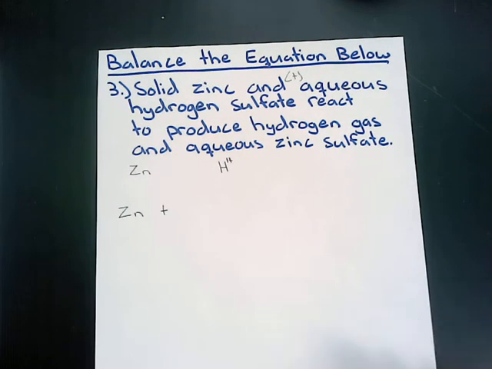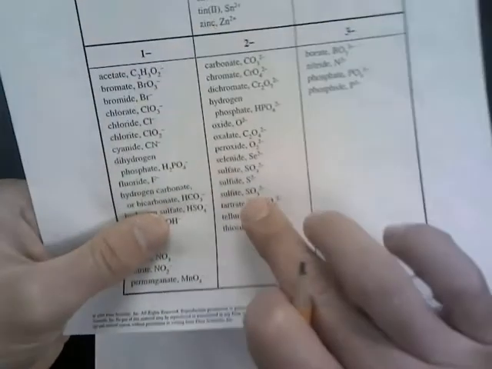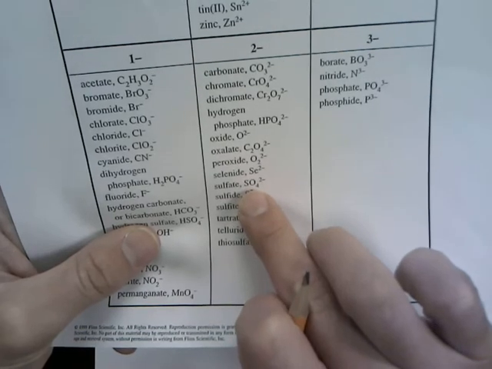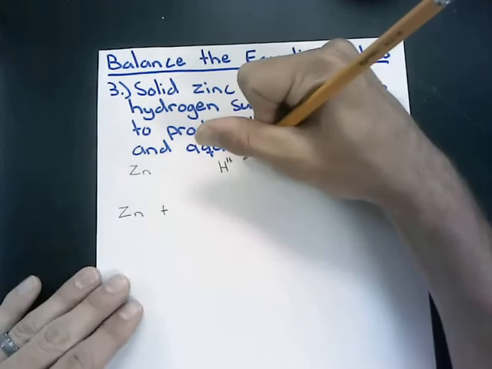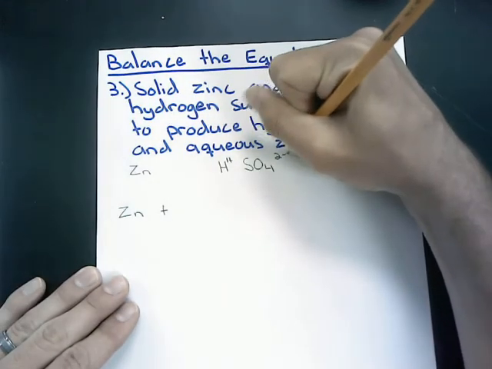Now sulfate. You can search all over the periodic table, but you're not going to find sulfate on the periodic table. You are going to have to find it on our ion formula chart. And so sulfate, if you look here, has a formula of SO4 and a charge of 2-. So again, SO4, charge of 2-.